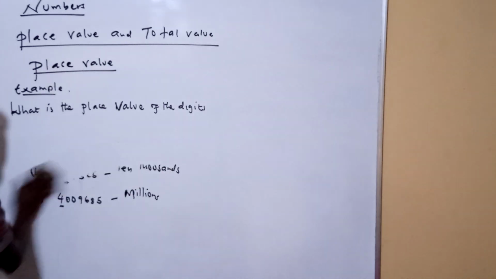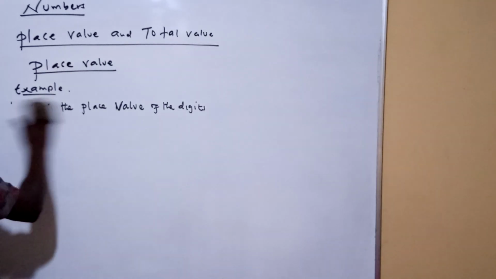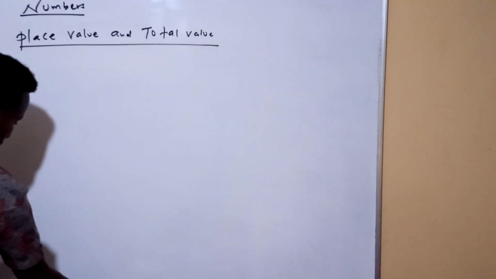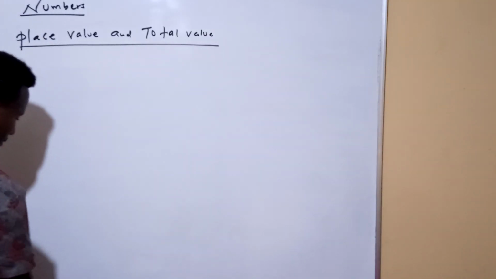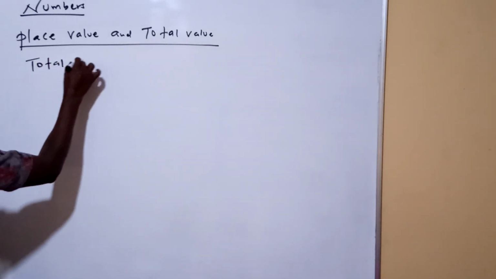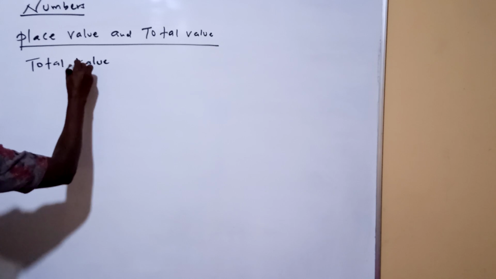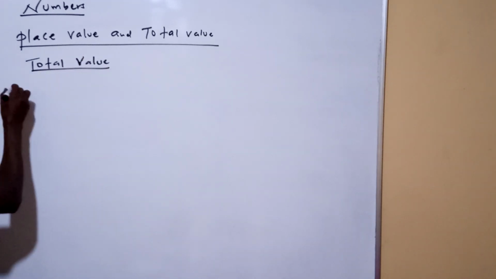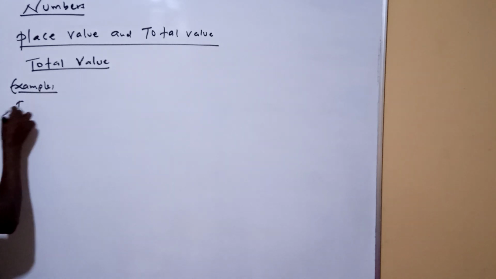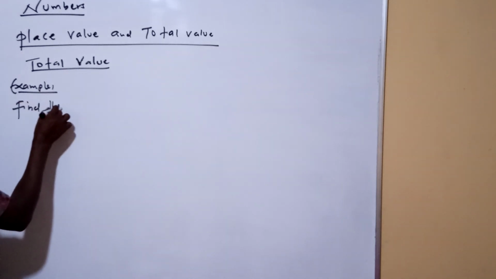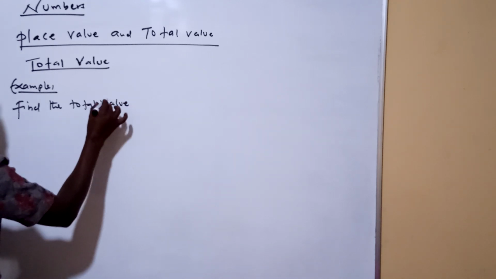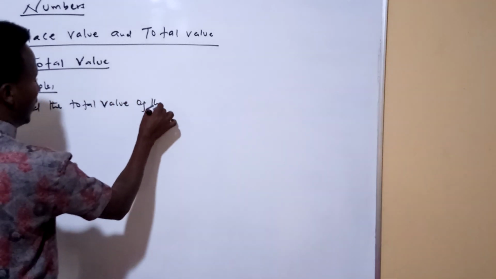We are going to see total value of whole numbers. This is what we are going to discuss here. The total value of whole numbers. Okay, let's see. Let's write here total value. Example 1. You are told, find the total value of the digits underlined.